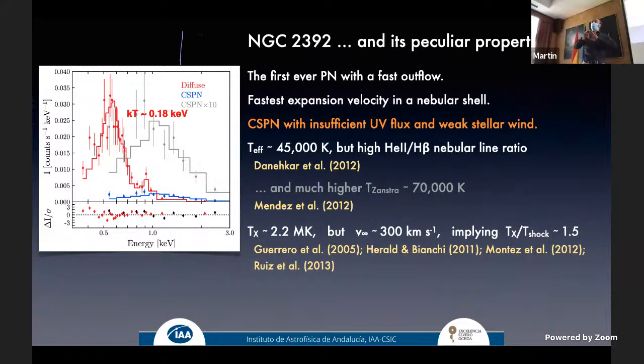And also, if we look at the X-ray emission, this is the X-ray emission here from the diffuse emission inside the inner shell. It has an X-ray temperature that cannot be produced by the stellar wind of the central star. The stellar wind is too slow. It has a velocity of 300 kilometers per second, which cannot produce, even in the case of an adiabatic shock, which is the most efficient that we can imagine, the plasma temperature which is in there.